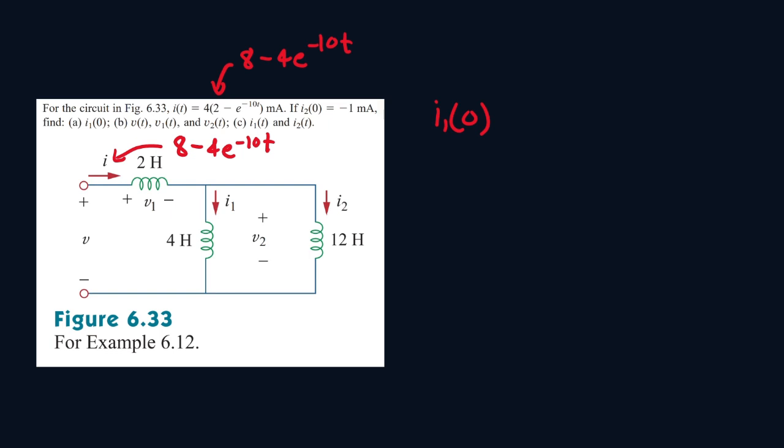Okay, so let's see what we have to find. We're also given what I2 will be equal to at 0, or this instant. I2 will be equal to minus 1 milliamps. So let's also find what I will be equal to at this instant by replacing t with 0. So it will be e to the power of 0, which will be 1. So it will be minus 4 times 1, which is still minus 4. So 8 minus 4, that's just 4. Okay? So I at 0 is 4.